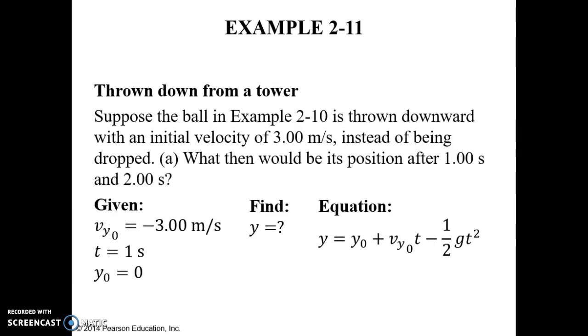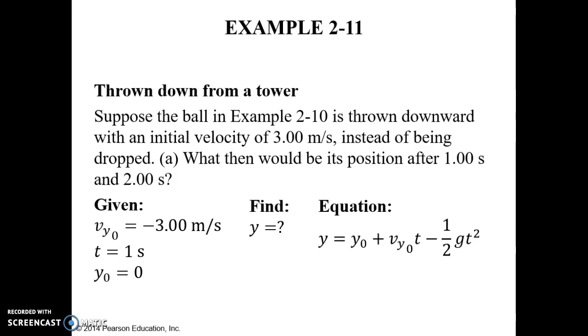First step for part A, let's write out our givens. Because the ball is not dropped, but actually being thrown downwards, we need to write negative 3 meters per second. For the first time, it's 1 second, and again, we'll assume the initial position to be 0, and we're trying to find the final position, which is y.